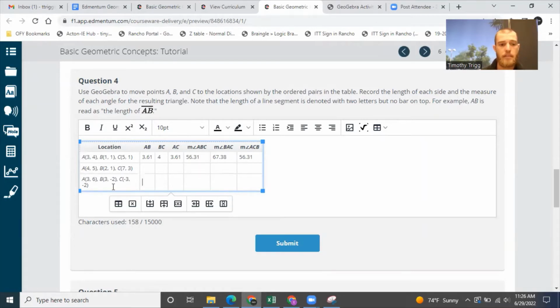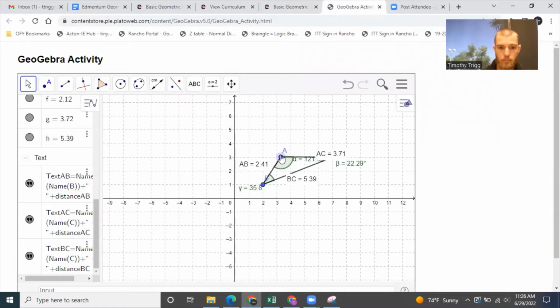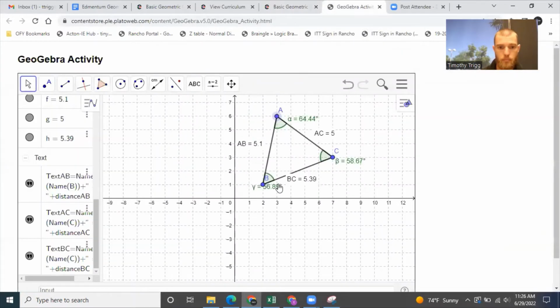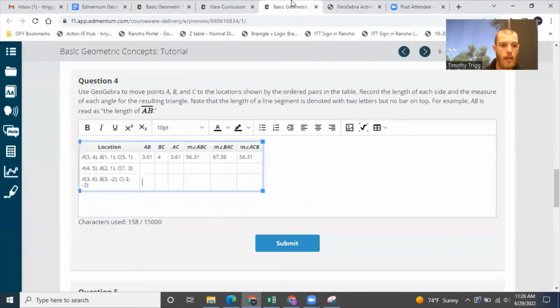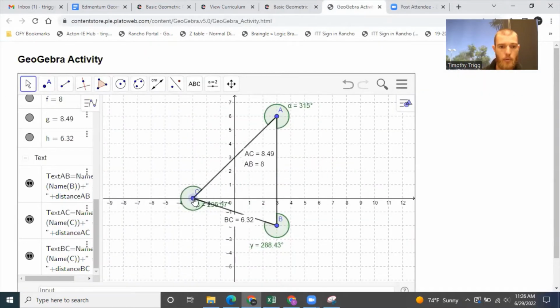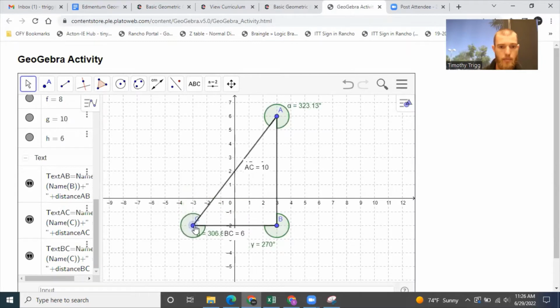Then we're going to move the vertices according to these points right here. So 3, 6, 3, -2, and then -3, -2. So 3, 6, 3, -2, 3, -2 is down here, and then -3, -2. Okay. Now you may notice that our angles are a little bit weird for this one.